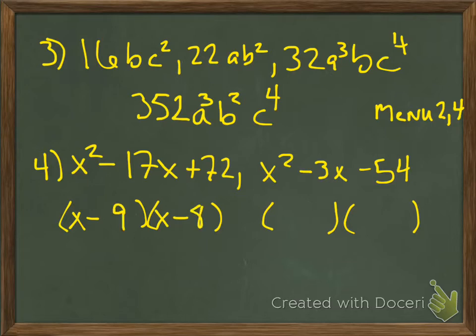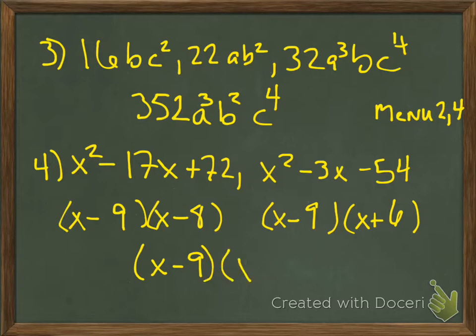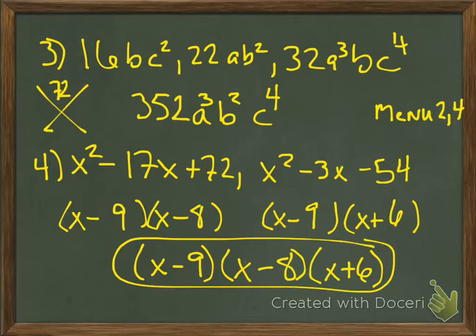Minus minus is a minus plus. What two numbers multiply to give you 54 and subtract to give you 3? 9 and 6. So what do they have in common? They have an x minus 9 in common. What can I add from the left? The x minus 8. What can I add from the right? X plus 6. And that is the answer I expect to see. That's it. These really shouldn't be that hard to factor, and hopefully they should be fairly easy.